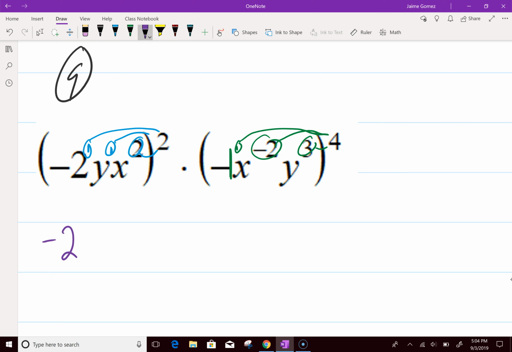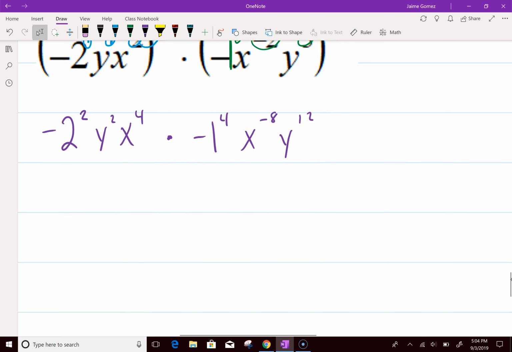Negative 2 with a 1 times 2, that's 2. Y with a 1 times 2, that's 2. X has 2 already times 2 more, that's 4. Times negative 1 with a 1 times 4, that's 4. X with a negative 2 times 4, that's negative 8. And then y 3 times 4 gives us 12. First, I'm going to fix these ones.